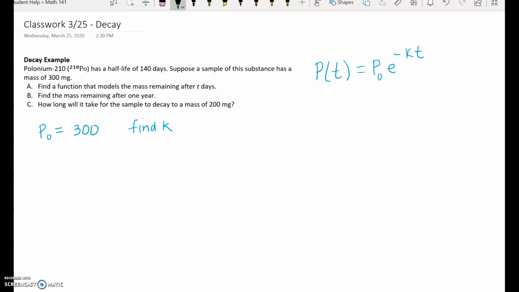The half-life is 140 days, so that means we would have 150 milligrams of the substance after 140 days. I'm putting 140 for T for the time. The initial amount was 300, and then half of that quantity is 150. I'll divide both sides by 300. I want to get the exponent by itself.